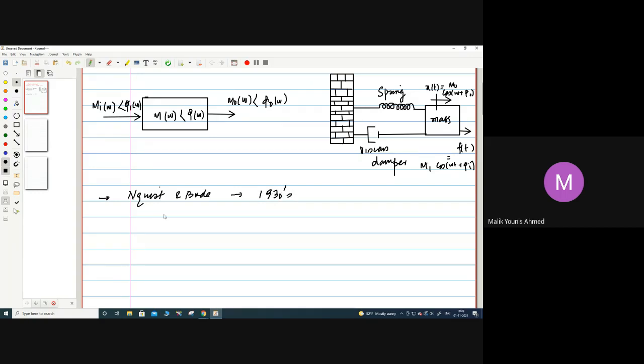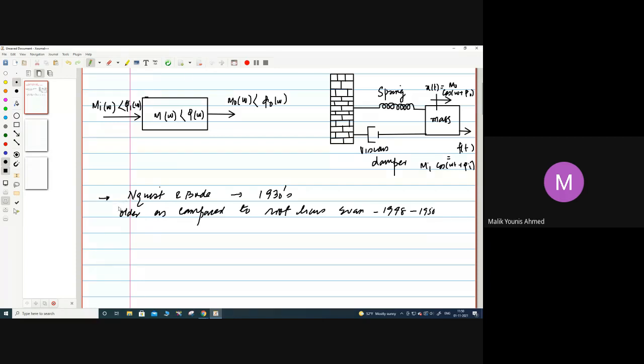These frequency response methods are older as compared to the root locus method, which was developed by Evans somewhere in the 1950s, 48 or 50. Okay, 1950 it was developed. So two methods are there. Frequency response, which Nyquist and Bode developed. Those methods we are going to see later on.